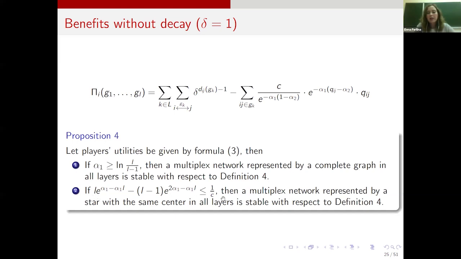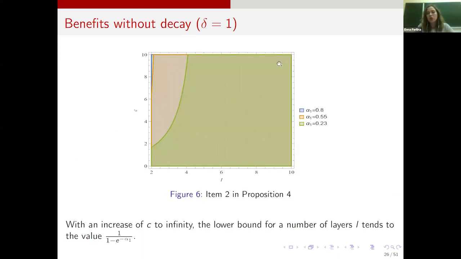For the second part, we get the stability condition. When this inequality is satisfied, we get the stability of a multiplex network with the same center in all layers. And again, we show this stability condition as a colored area. You see, for example, for alpha 1 equal to 0.8, almost all the plane with positive values of C and L satisfy this condition.